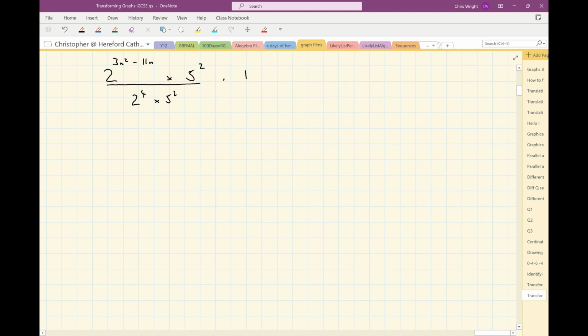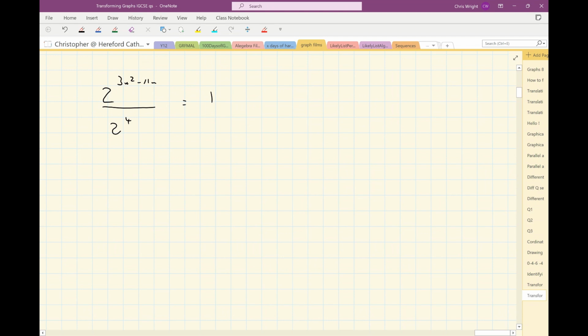Now can I not divide top and bottom by 5 squared? Yes, I can. So what I've got now is 2 to the power of 3n squared minus 11n divided by 2 to the power of 4, and that equals 1. Okay, well, if I'm going to divide those powers, divide the expressions on the left, then I'm going to subtract the powers. So I'm going to have 2 to the power of 3n squared minus 11n minus 4, and that equals 1.